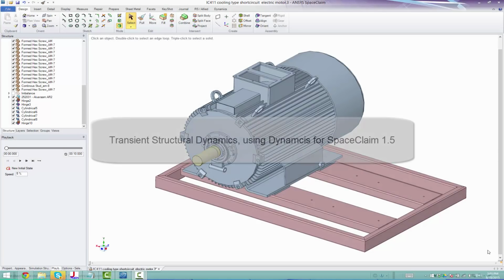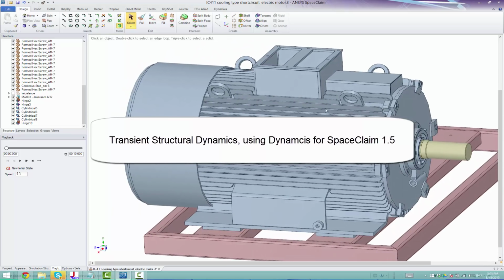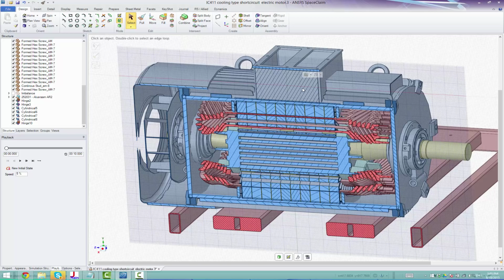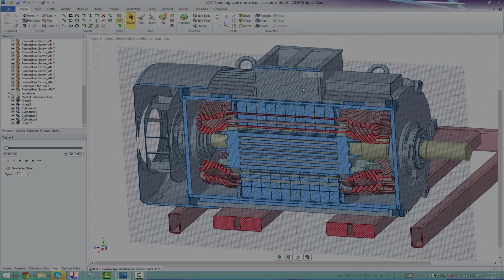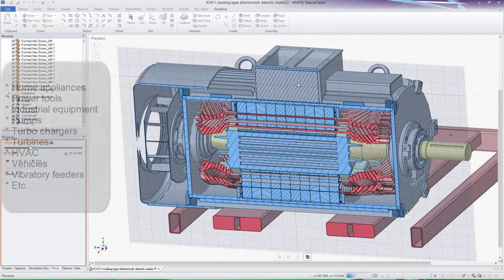This tutorial illustrates how to study and design transient structural dynamics using Dynamics for SpaceClaim. We'll be looking at a simple example, an electric motor mounted on a stationary platform. The method presented applies to many applications that include powered sources of mechanical vibrations.